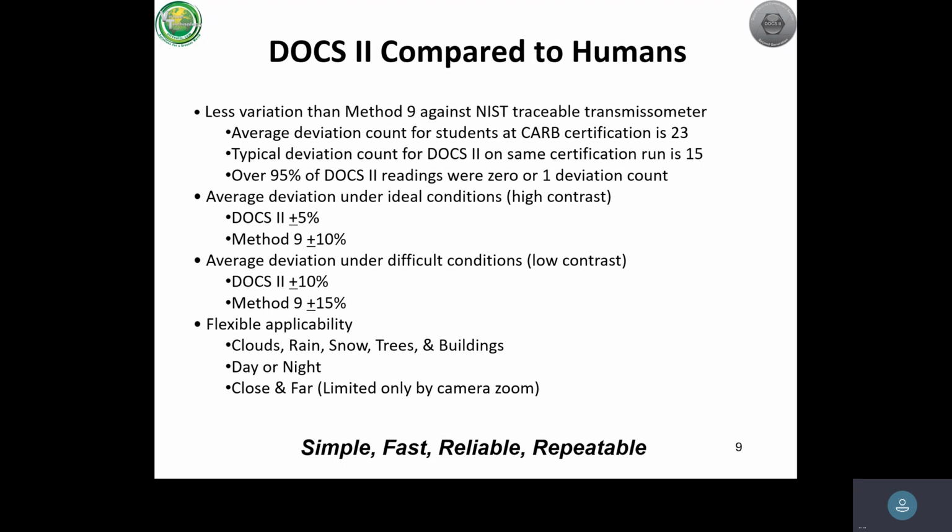With DOCS, like I said, we haven't failed smoke school for as long as I can remember, and I started keeping track back in 2011. DOCS every 6 months. I don't know how long it's been, but it's been a while.